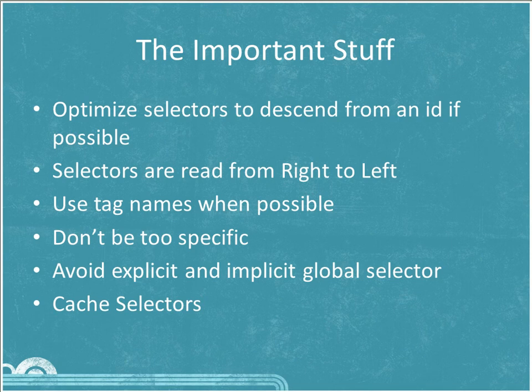Use tag names when possible, because when you use a tag name, that falls back to the DOM level method, getElementsByTagName. Alright, so that's also very fast because it's done at the DOM level. Don't be too specific in your selector. We'll take a look at an example of that real quickly. Remember we said avoid explicit and implicit global selectors.